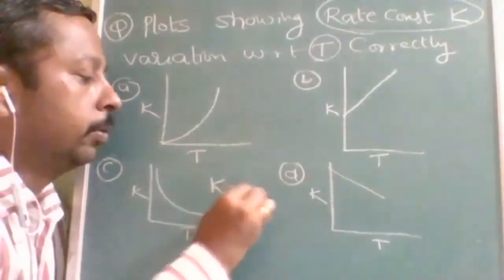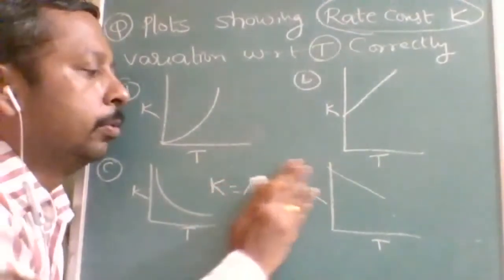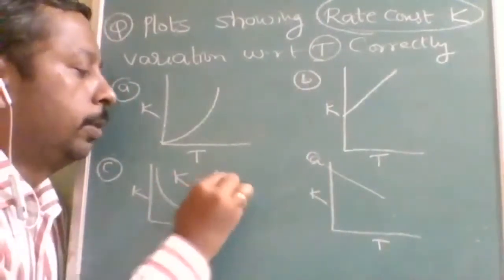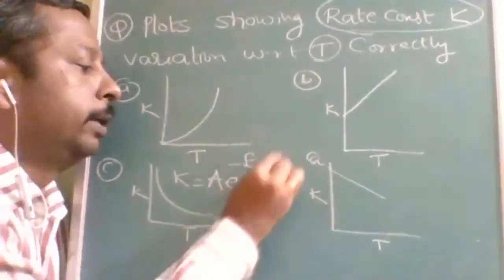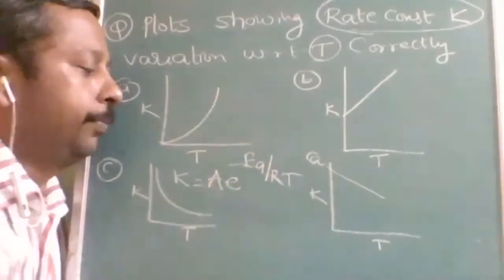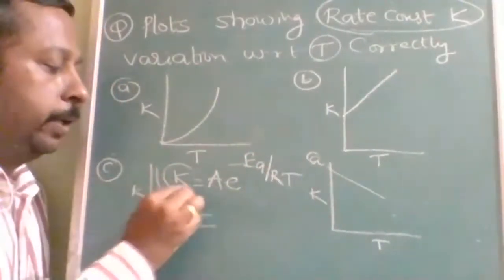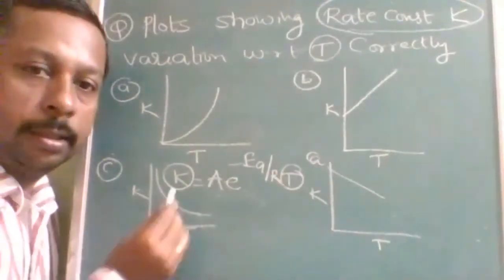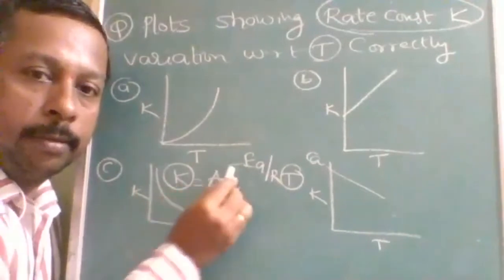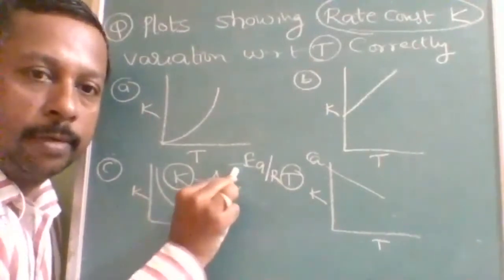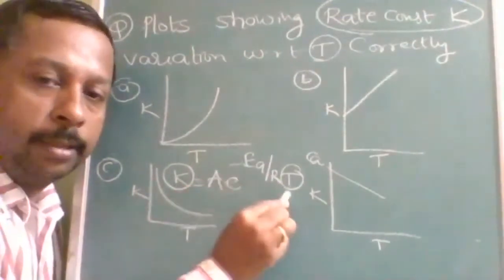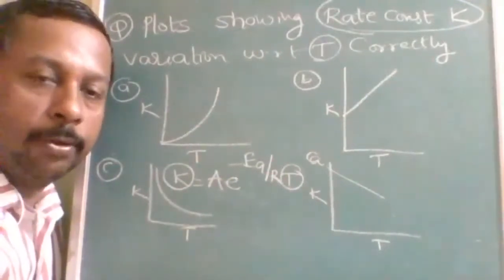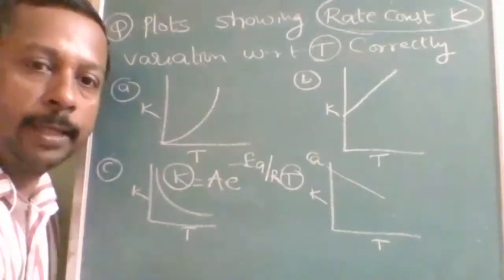K is equal to A into e to the power of minus EA upon RT. Now, what variables are we selecting? K and T. See here, K is with respect to minus, so it is inversely proportional, and T upon it is there inversely. Inverse of inverse is directly proportional.